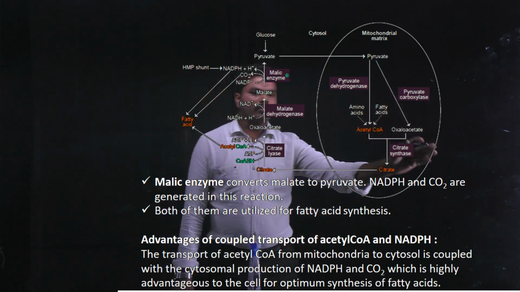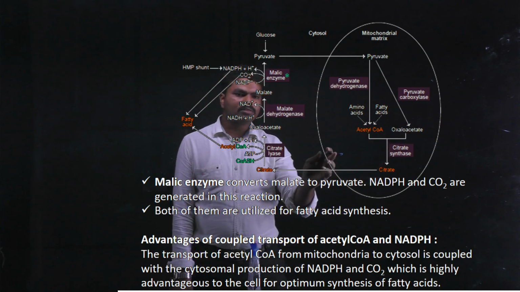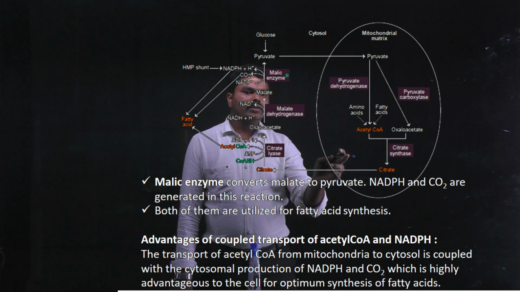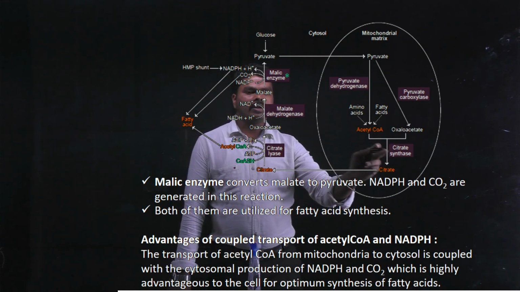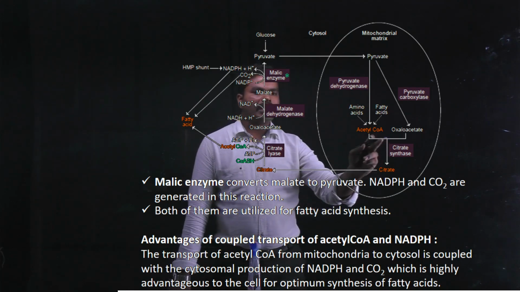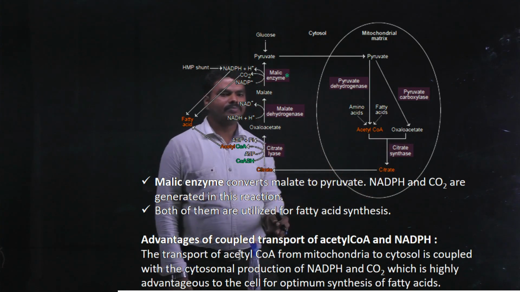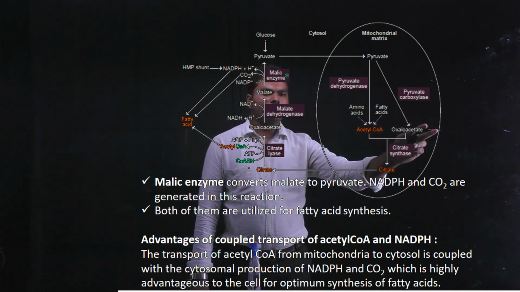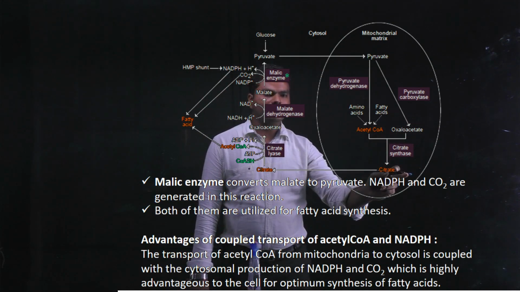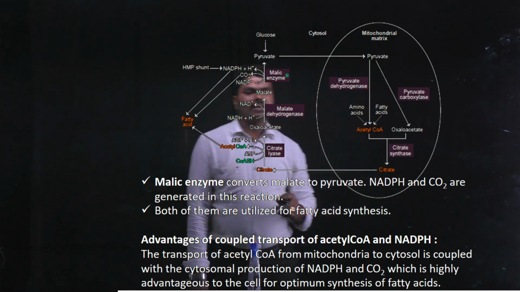And these two molecules, so why? Because the acetyl-CoA is impermeable through the membrane of the mitochondria. So for that reason, to enter this acetyl-CoA into the cytosol, it will be condensed with the oxaloacetate by the enzyme citrate synthase. So thereby these two, acetyl-CoA and oxaloacetate, will combine to form the citrate, and this citrate will easily cross the mitochondrial membrane and it will enter into the cytosol.